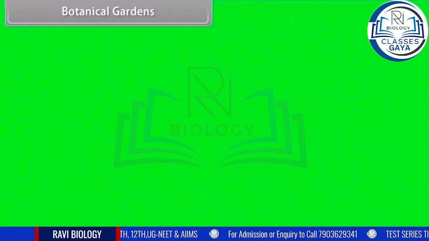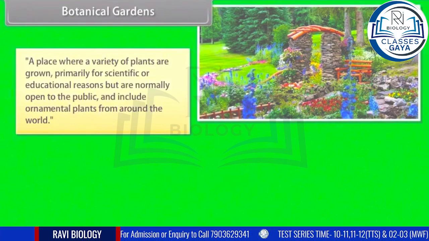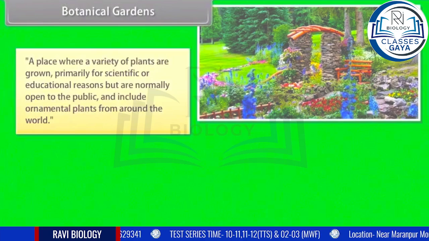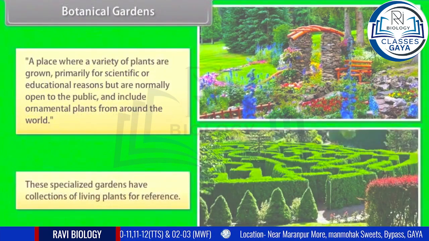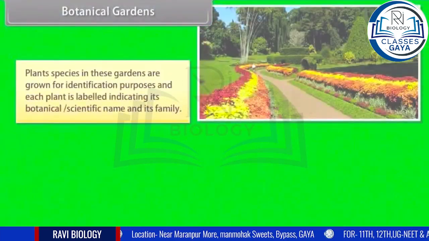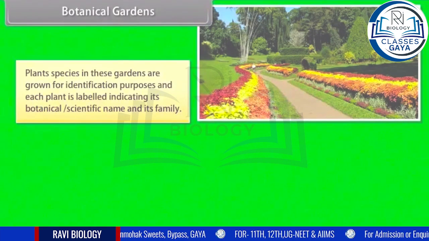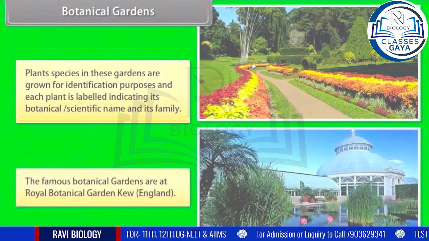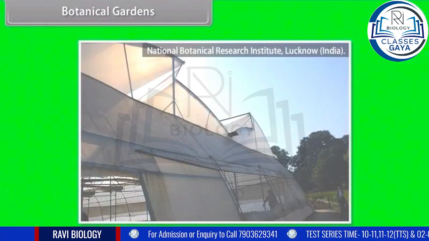Botanical gardens. A botanical garden is a place where a variety of plants are grown, primarily for scientific or educational reasons, but are normally open to the public and include ornamental plants from around the world. These specialized gardens have collections of living plants for reference. Plant species in these gardens are grown for identification purposes, and each plant is labeled indicating its botanical scientific name and its family. The famous botanical gardens are the Royal Botanical Garden, Kew, England, and the Indian Botanical Research Institute, Lucknow, India.